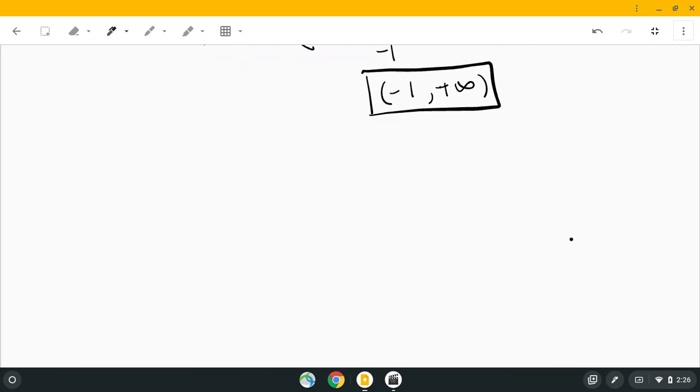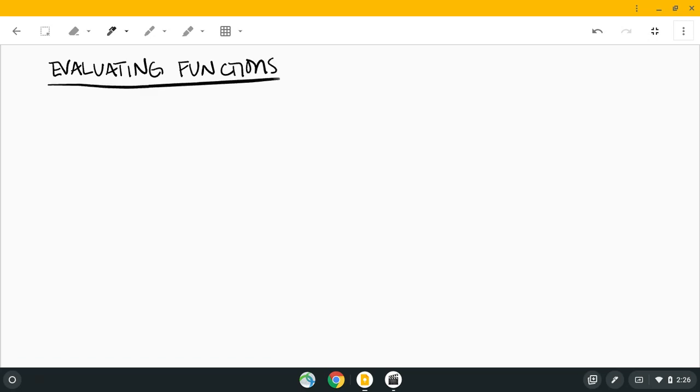All right, let's take a look at evaluating functions. All right, so let's take a look at this example over here. Let f of x equal 3x squared plus x minus 5. So here's our function. And let's go ahead and find the following.